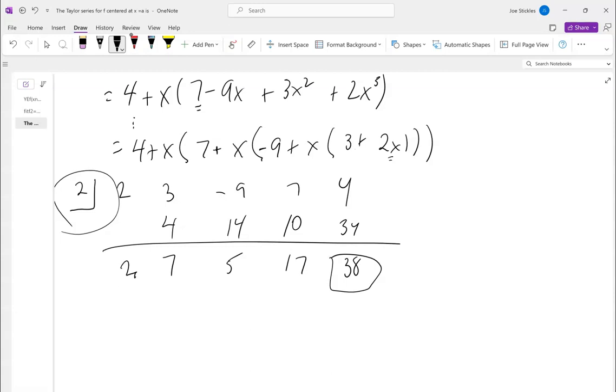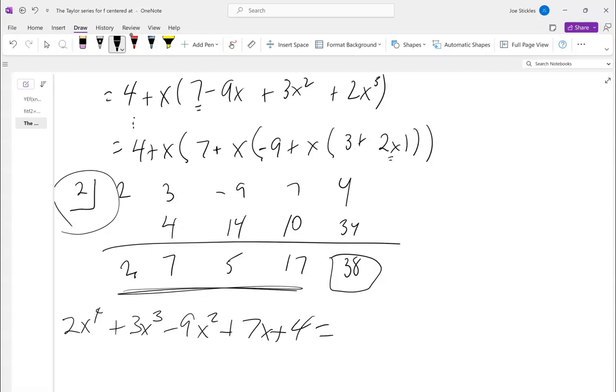And what we mean by that is, why did it disappear? Didn't I just underline that? This gives you the coefficients of the quotient. And what I mean by that is, my original function was 2x to the fourth plus 3x cubed minus 9x squared plus 7x plus 4. We've divided this by x minus 2. This is the quotient, the 2x cubed plus 7x squared plus 5x plus 17. And then we get a remainder of 38.